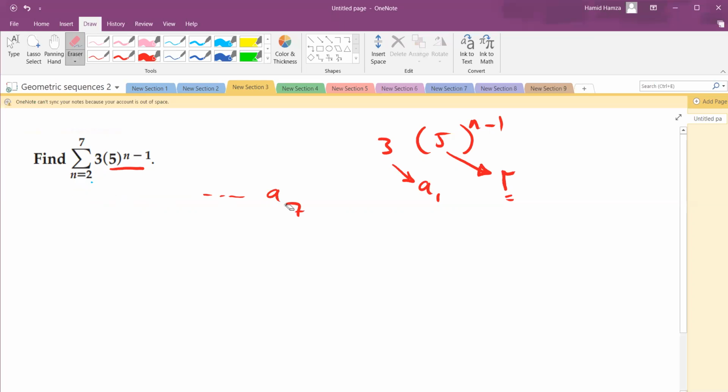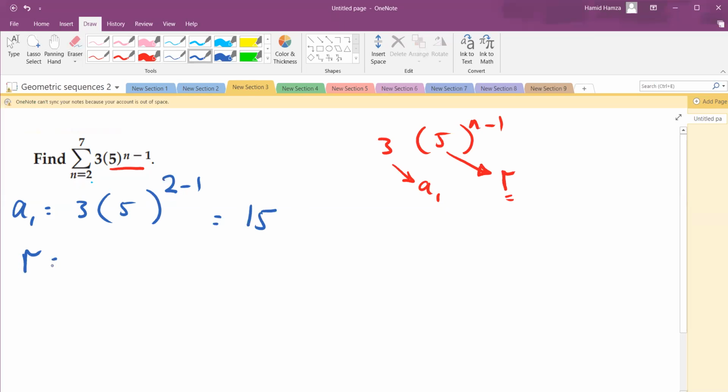So A1 of the series will be A2, so I'll substitute n equals 2 into 3 times 5 to the power n minus 1. So we substitute n by 2, and it will be 15. So this is the first term I'll start adding from.